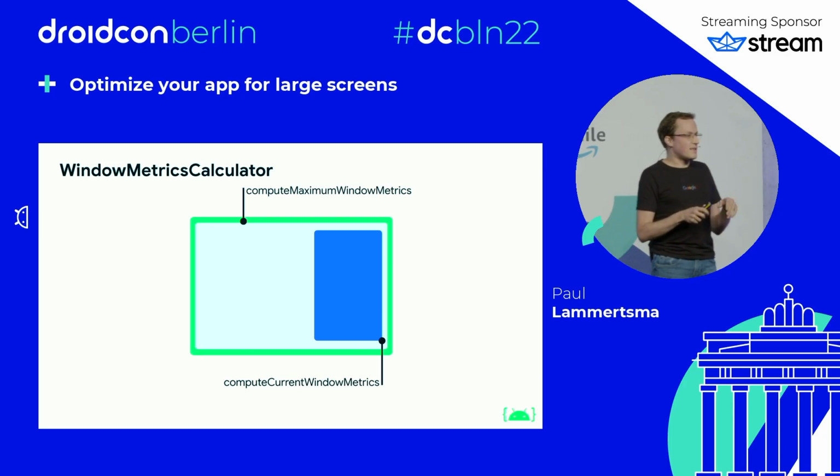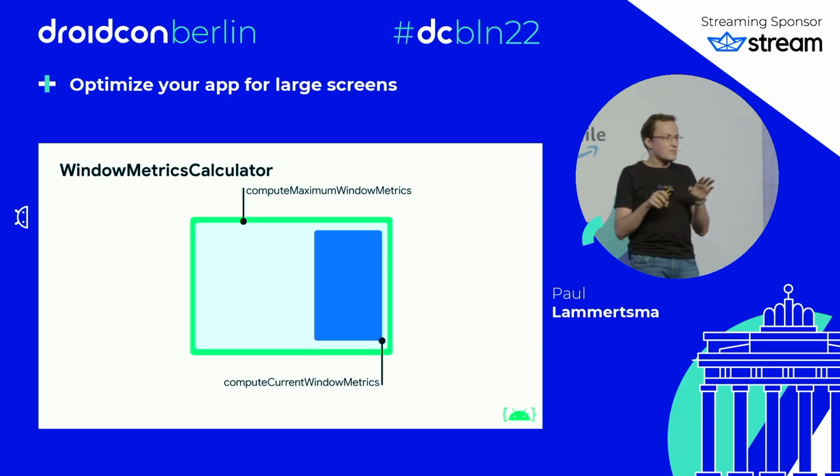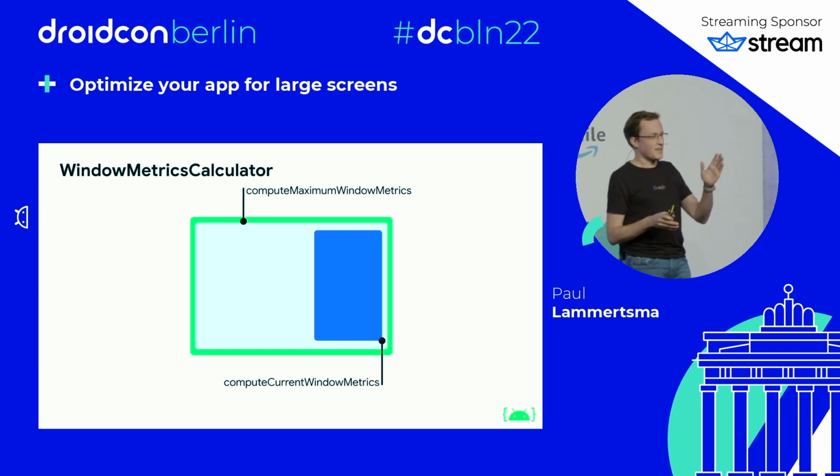So the idea being that the physical size of the display isn't really relevant to what makes sense to be able to display to your user. A good example of this is a freeform application on a laptop or a multi-window mode on a tablet.